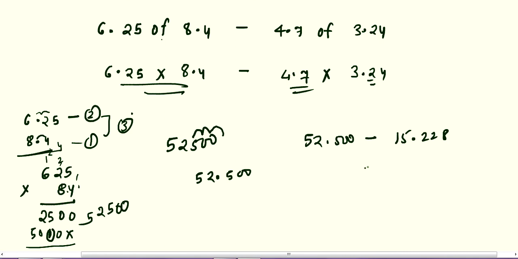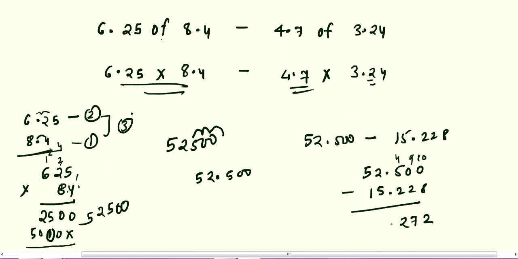15.228. Now we have to subtract, so 52.500 minus 15.228. So now subtract this, simply you will get 10 9 4. So 2 7 2 point, this will become 12. So 12 minus 5 is 7, then 4 1 3. So 37.272 is your required answer.